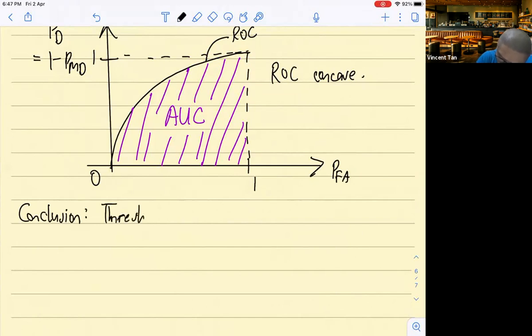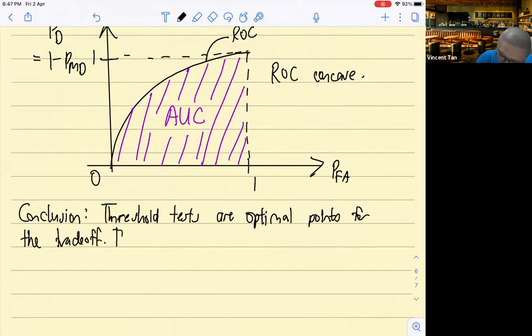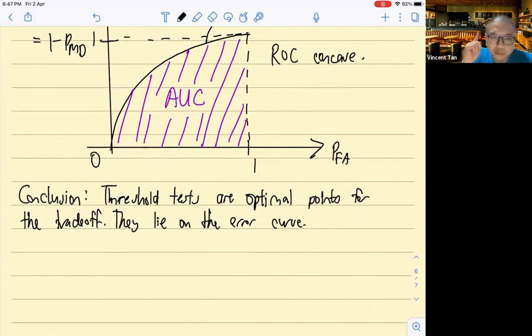Threshold tests are optimal points for the trade-off. They lie on the error curve. So here, there is a very important thing I want to say, all right? So here, threshold tests are optimal points for achieving the trade-off. They lie on the error curve.